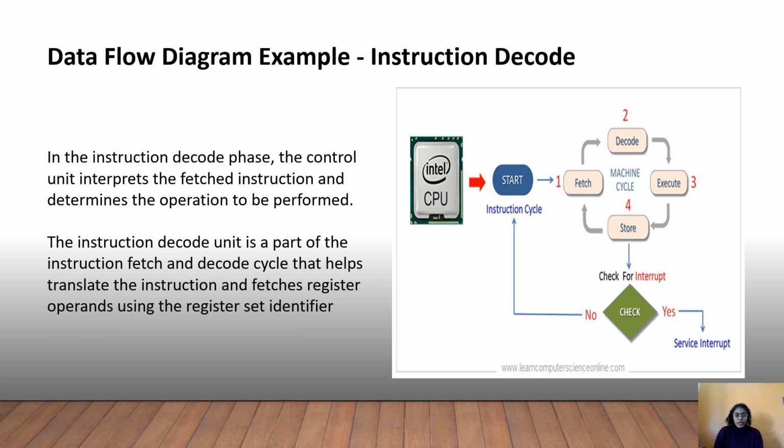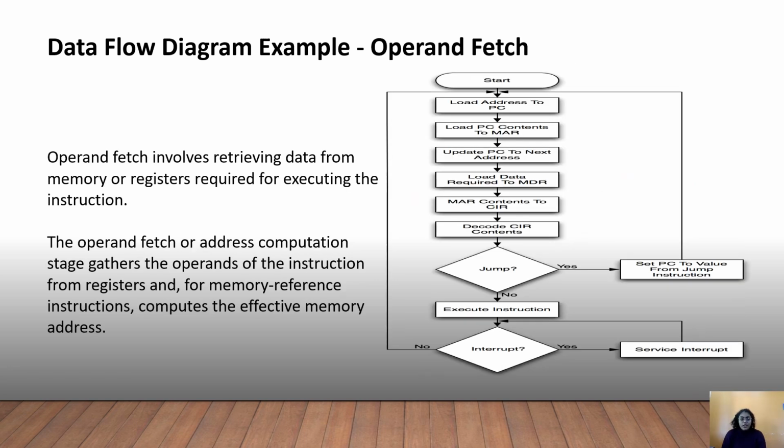Next, let us see instruction decode. In the instruction decode phase, the control unit interprets the fetched instruction and determines the operation to be performed. The instruction decode unit is a part of the instruction fetch and decode cycle that translates the instruction and fetches register operands using the register set identifier. Operand fetch. Operand fetch involves retrieving data from memory or registers required for executing the instruction. The operand fetch or address computation stage gathers the operands of the instruction from registers and, for memory reference instructions, computes the effective memory address.